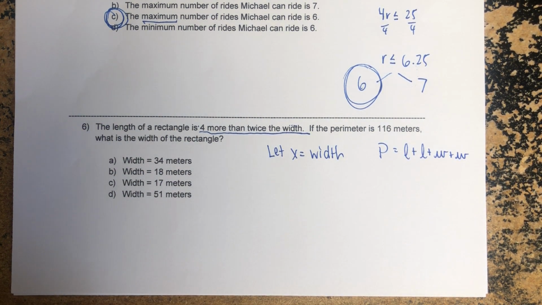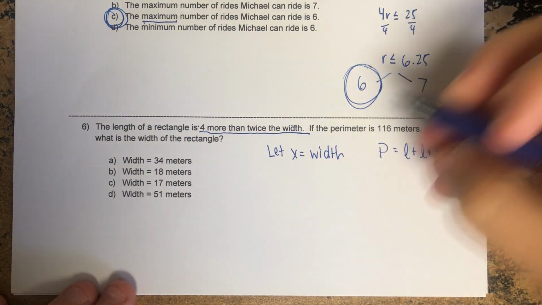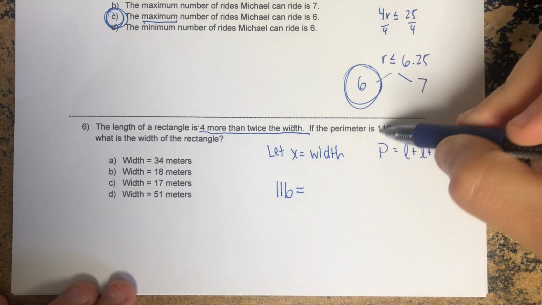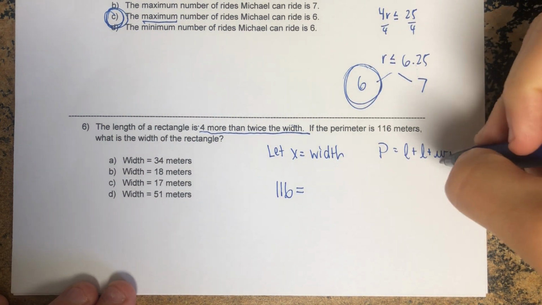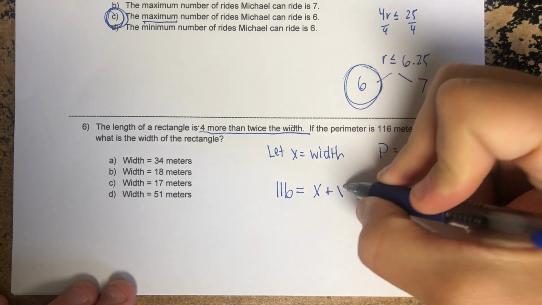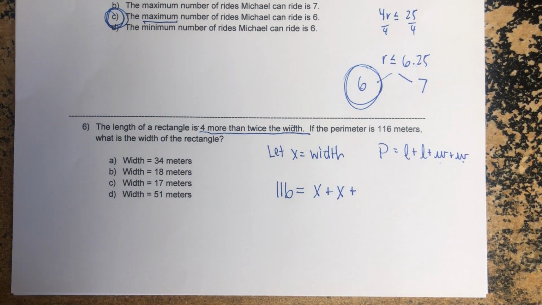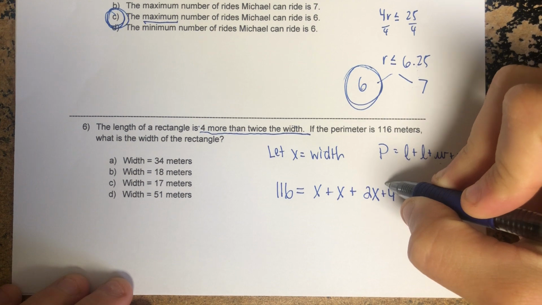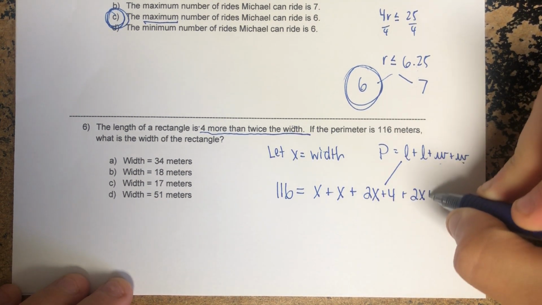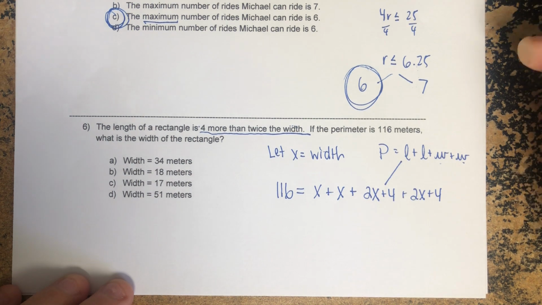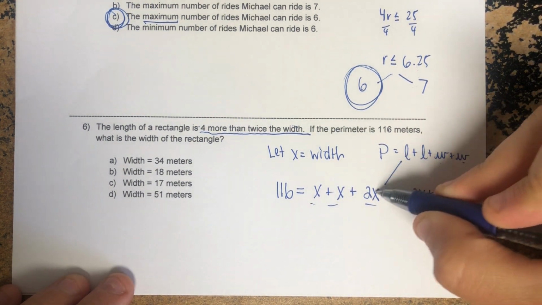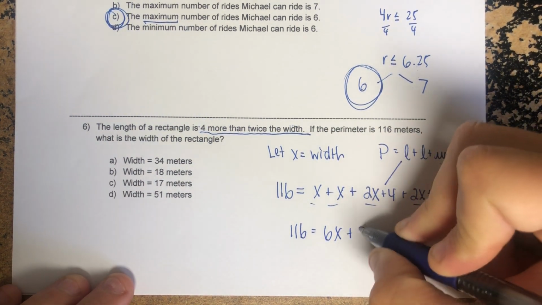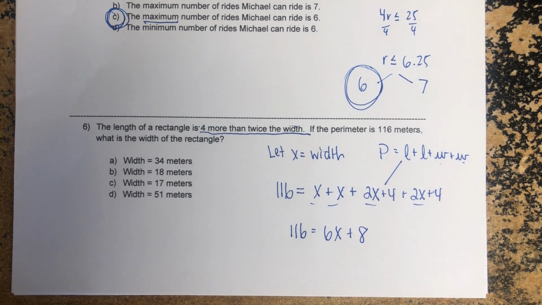So we're going to say that if the width is x, that means I have 116, because the perimeter is 116, is equal to 2 widths, so that's 2x, plus a length, which is 4 more than twice the width. So we got to take twice the width and add 4 more. That's equal to only 1 length. I need 2 lengths, which means now I'm going to combine like terms. I've got 2x, 4x, 5x, 6x, and 8 others. All right, now we can solve.